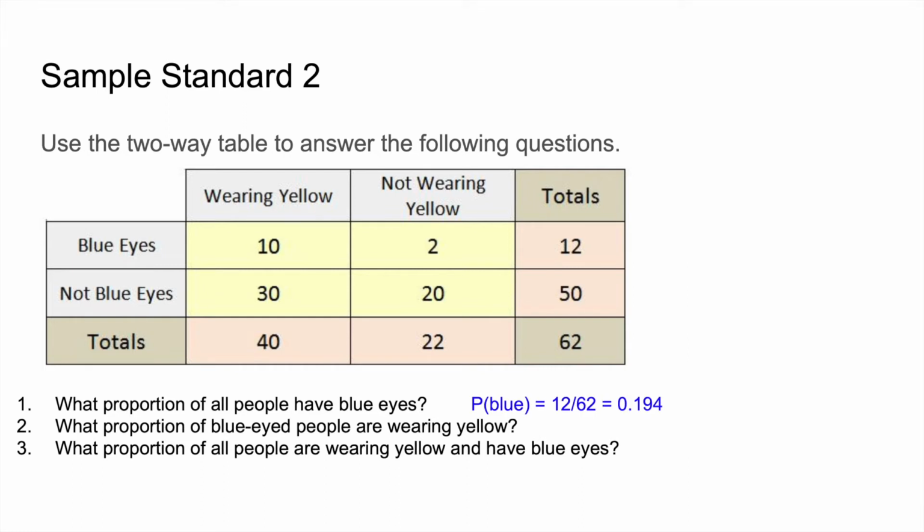So this is saying the probability that somebody has blue eyes, so there's my notation, is 12 out of 62, because there are 62 total individuals in the table, and out of all 62 of them, 12 of them have blue eyes. So 12 out of 62 rounds to 0.194.